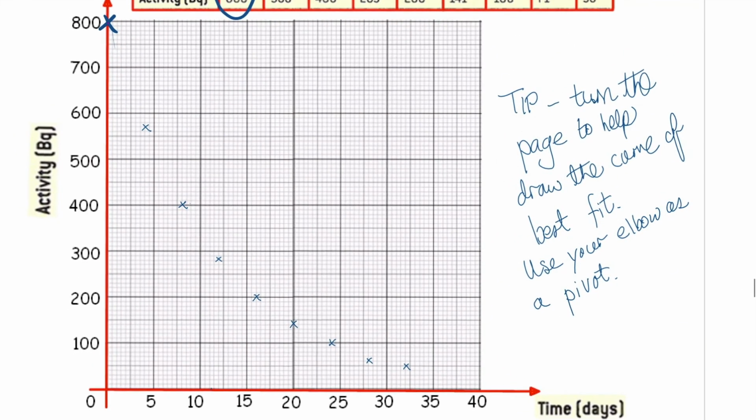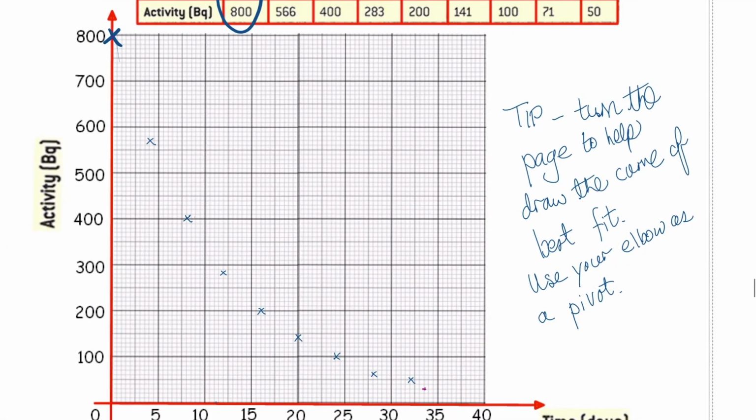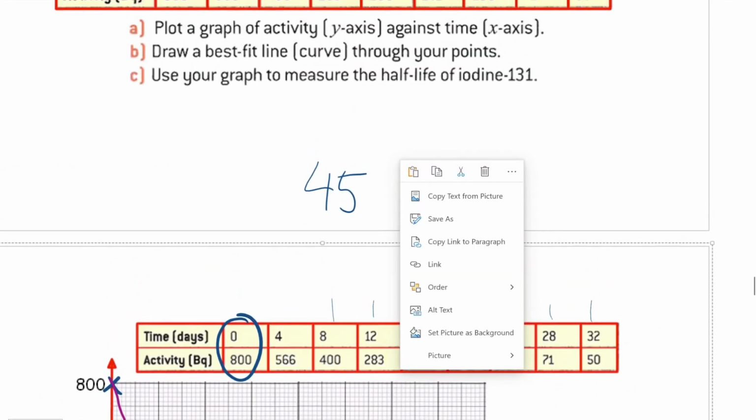I'll give it one more go now. Get what will be my pencil, and again, don't worry if it doesn't go exactly through all the points. You're just looking for a curve, because what the curve is showing is a relationship between time and activity. Let's look now at the last part of the question, part C, and just highlight it.